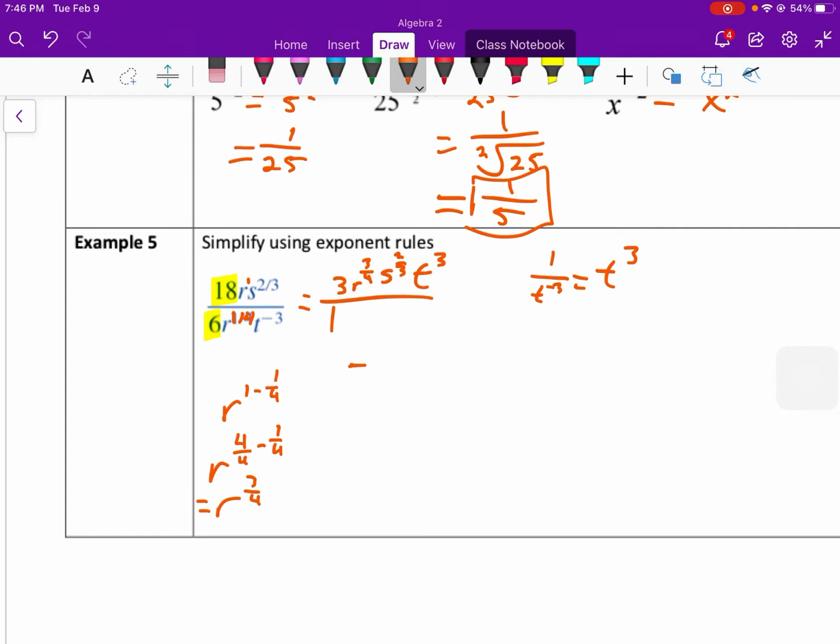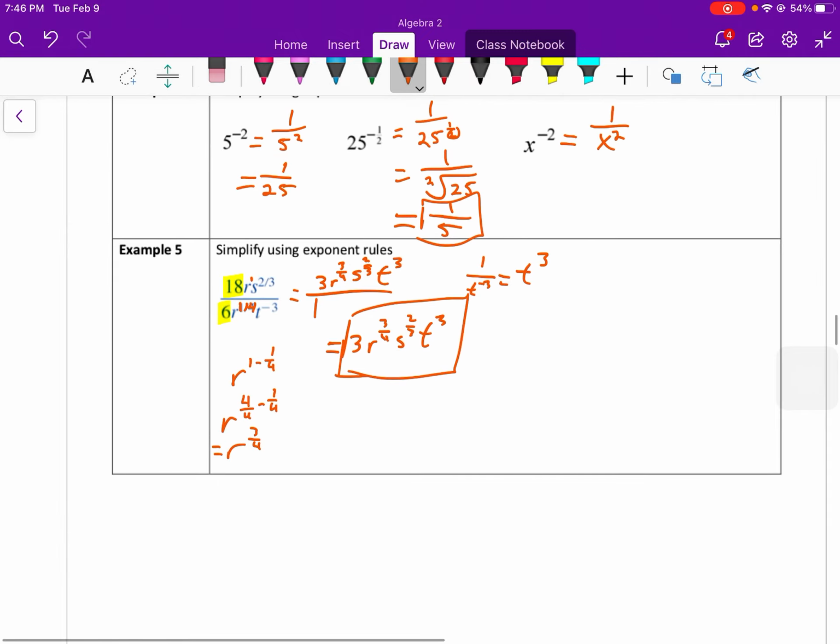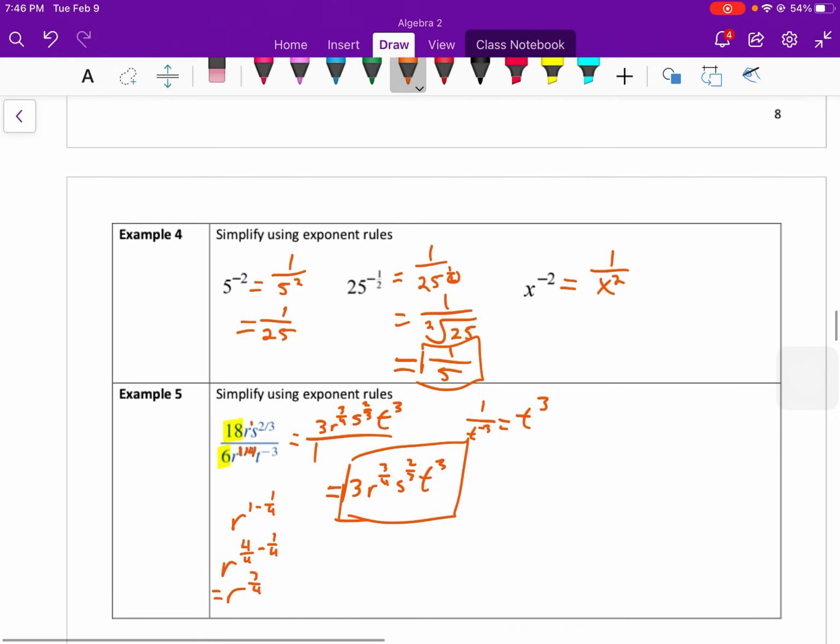So in this case, this will be simplified here. I guess you could rewrite it as just the product on top: 3 to the 4th times s to the 2/3 times t cubed. So for this case, that would be simplified down.